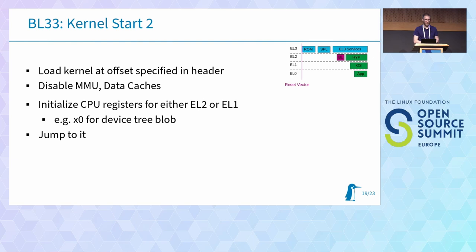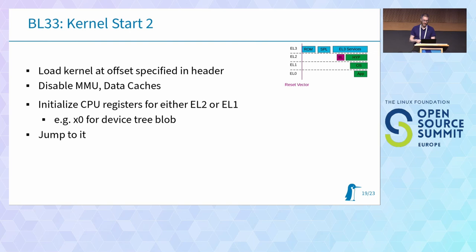This is somewhat specific to the system, but it's usually very close to the lower bounds of the RAM on the system. We also need to disable our MMU if the bootloader enabled the MMU before. Usually, the bootloaders enable the MMU because it's a lot faster to use the MMU, and it needs to be disabled before kernel start. And we also need to disable and flush the caches so there are no stale cache entries before starting up the system. And then we need to initialize our CPU registers either for EL2 or EL1, depending on which exception level we are actually in.